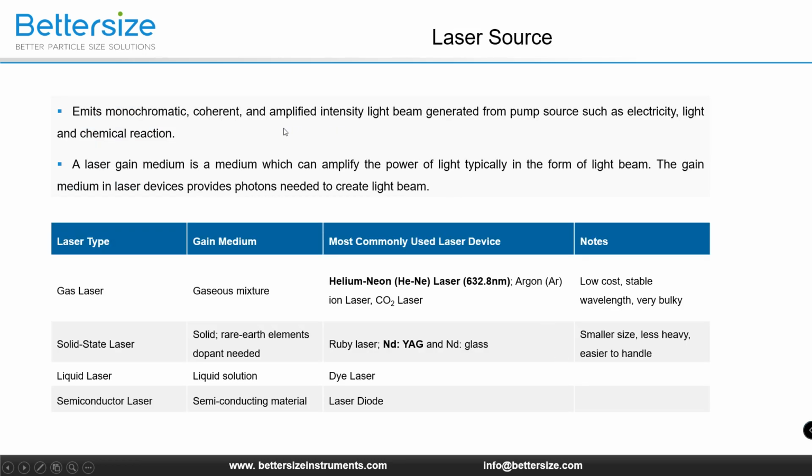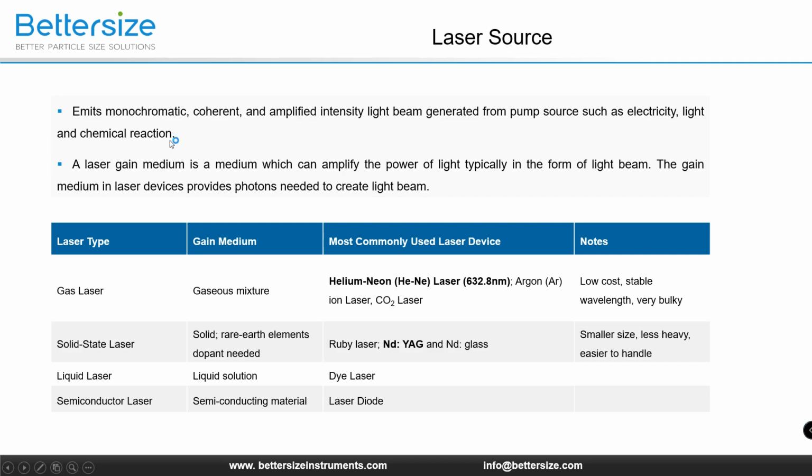The light source of the optical system is typically a laser device that emits a monochromatic, coherent, and amplified intensity light beam. The laser device utilizes energy supplied by the pump force, such as electricity, light, and chemical reactions, to generate an amplified intensity laser beam, with power ranging from milliwatts to watts.